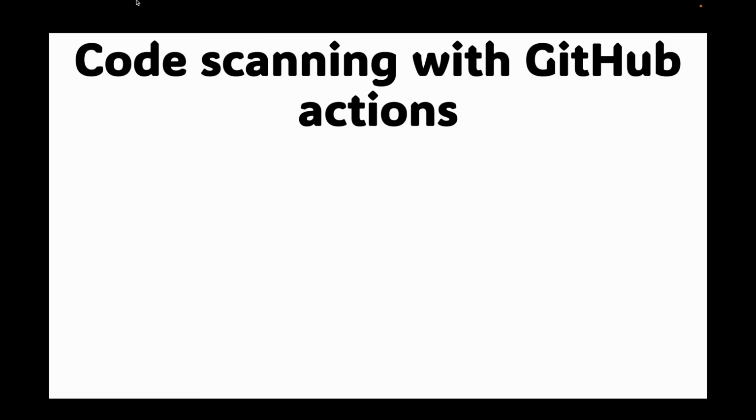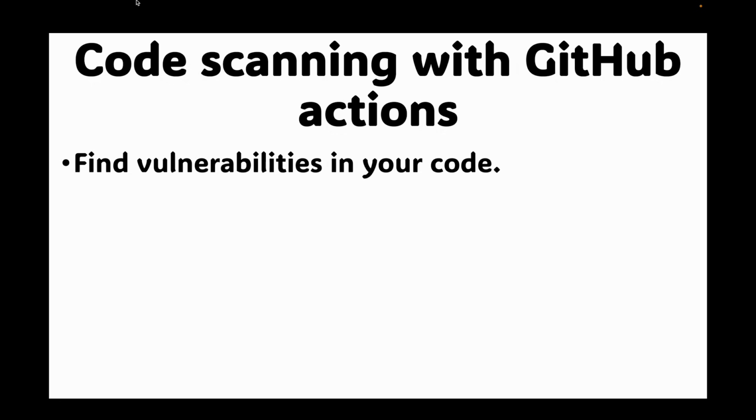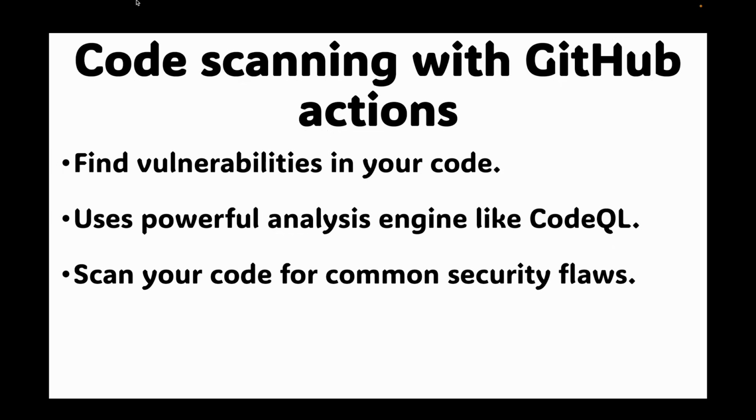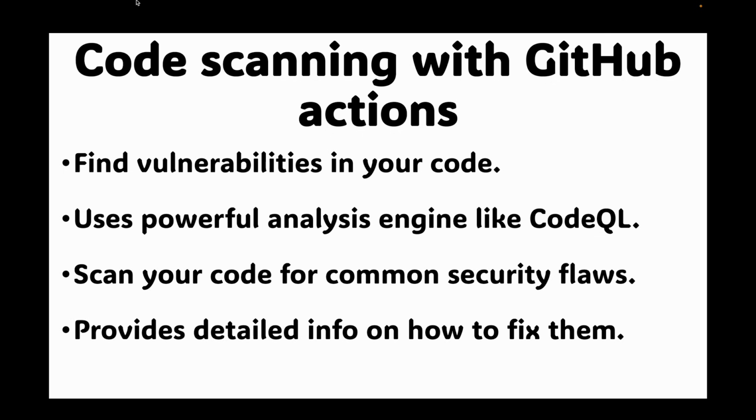While Dependabot secures your dependencies, code scanning helps you find vulnerabilities in your own code. So how this works is, this is typically set up as a GitHub action that runs every time you push your code or open a pull request. So basically what this does is it uses a powerful analysis engine like CodeQL to scan your source code for common security flaws such as SQL injection or cross-site scripting or any other vulnerabilities. The results are then reported directly in your pull request, providing you with detailed information on how to fix the issue before it's ever merged.